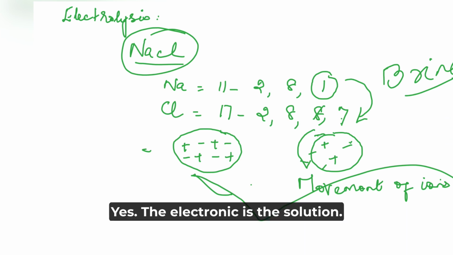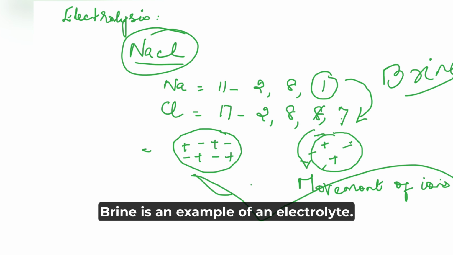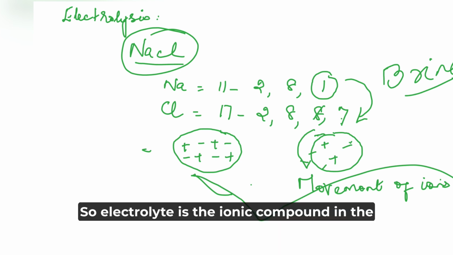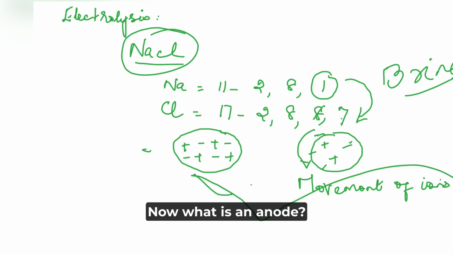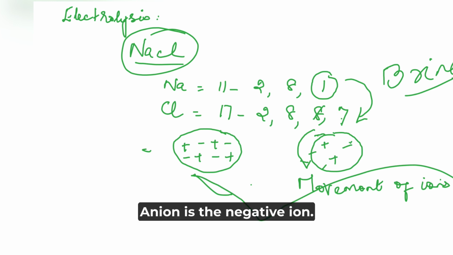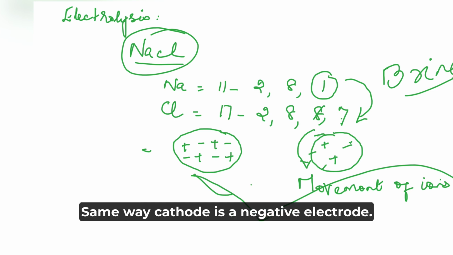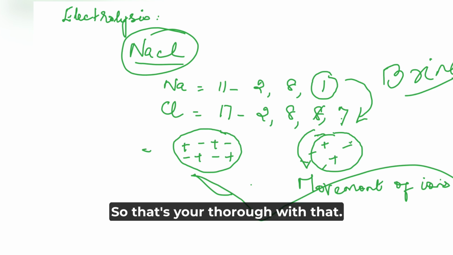The electrolyte is the solution the metal is dissolved in. So brine is an example of an electrolyte. So electrolyte is the ionic compound in the molten state or in the aqueous state that conducts electricity. Now, what is an anode? The anode is the positive electrode. Anion is a negative ion. Same way, cathode is a negative electrode. And cation is a positive ion. So you're thorough with that.